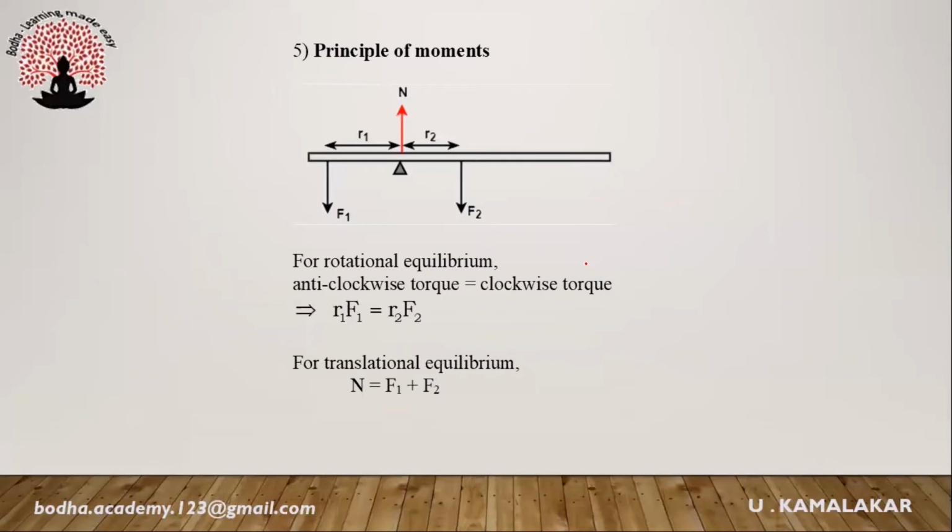Principle of moments. For rotational equilibrium, anti-clockwise torque must be equal to clockwise torque. That is, r1 F1 is equal to r2 F2. For translational equilibrium, upward force equals downward force. That is, normal reaction must be equal to F1 plus F2.